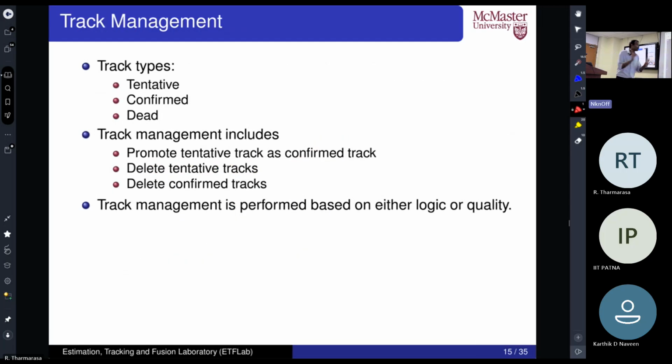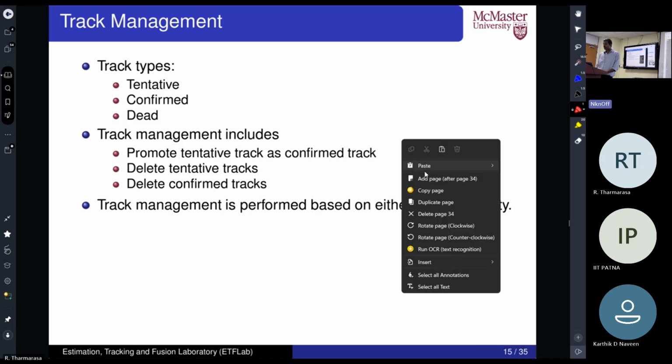Okay, so we talked about initialization and data association. The last big part is track management. Compared to the others, track management is simpler, but it's crucial. Algorithm-wise it is simpler, but tuning the parameters is quite a little hard. Okay, track management. What do we mean by track management? Like in the last class, I just mentioned that.